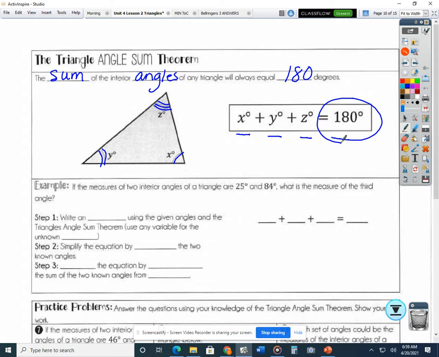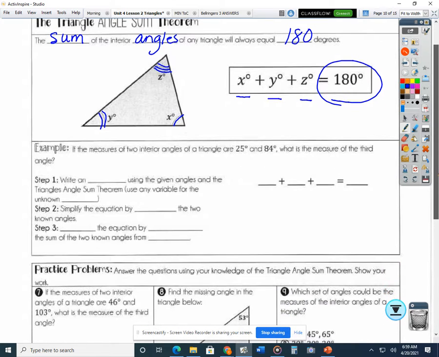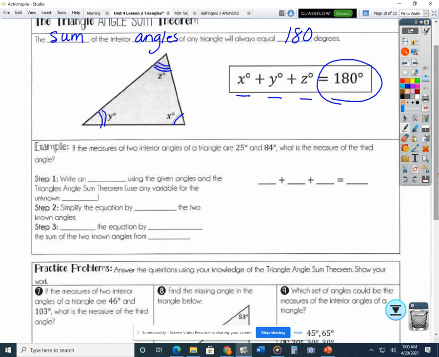For our first example, if the measures of two interior angles of a triangle are 25 degrees and 84 degrees, what is the measure of the third angle? Since we know they all must add up to 180, we can write an equation using the given angles and using our triangle angle sum theorem. We can use any variable for our unknown. We're going to call it X.